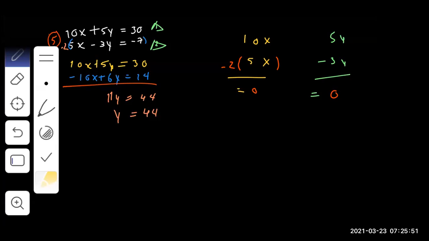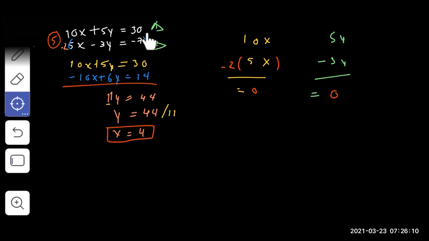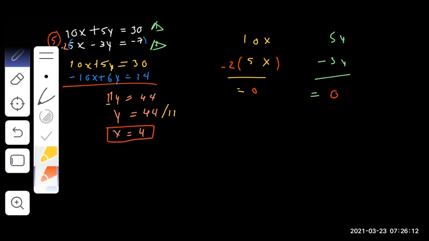Y is not alone. 44 here. This 11, which is multiplied on the other side, is going to be divided. And what is the value for y then? 4. I think it's 4. Thank you. It's 4. And we go to y, guys. It's really simple. And then what we're going to do, guys, choose one equation and substitute. This is exactly the same thing.